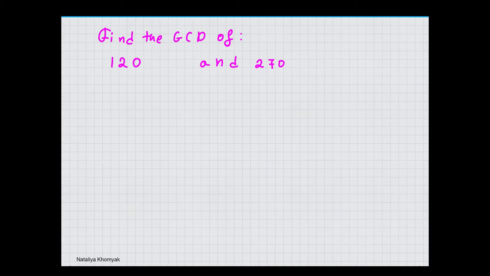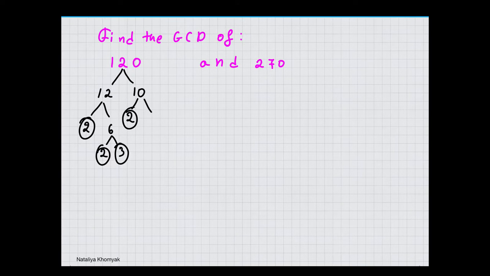So let's factor 120. We can say that this is 12 times 10. 12 is 2 times 6. 2 is a prime, so we circle that. 6 is 2 times 3, so we have 2 more primes. 10 can be factored into 2, which is a prime, times 5. And we are done with factoring 120.